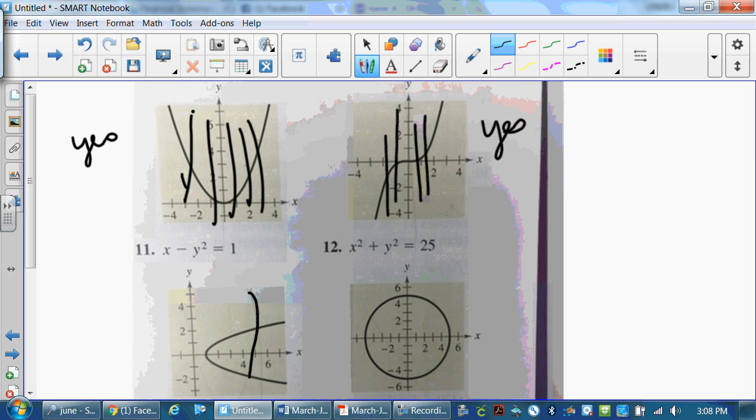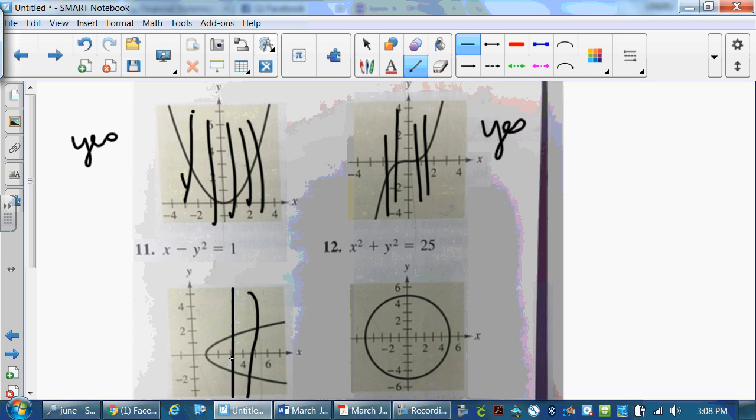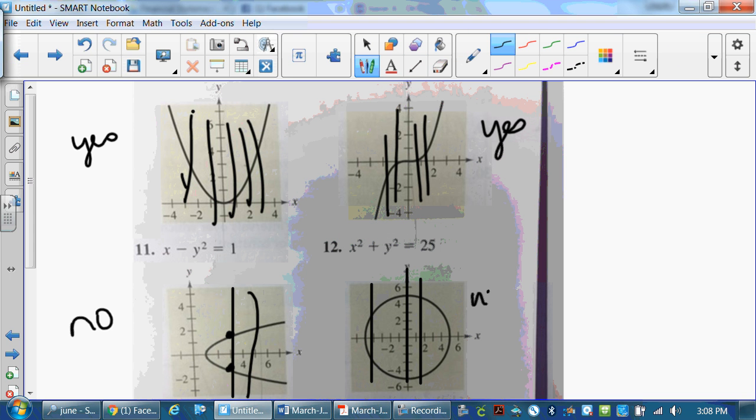But number 11, that's not a very straight vertical line. Let me get this. If I draw a vertical line, it hits it twice, right? Let me go back to a pen. It hits it here and here. So that is not a function. Same thing for 12. If I were to draw a vertical line here or here or here, wherever, it hits the circle in 2 places. So the circle is also not a function.